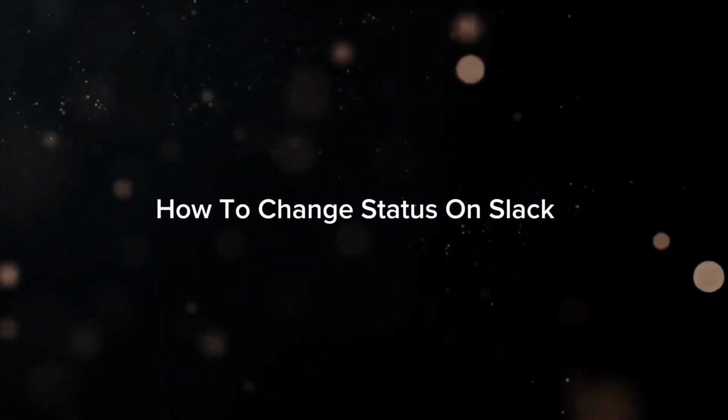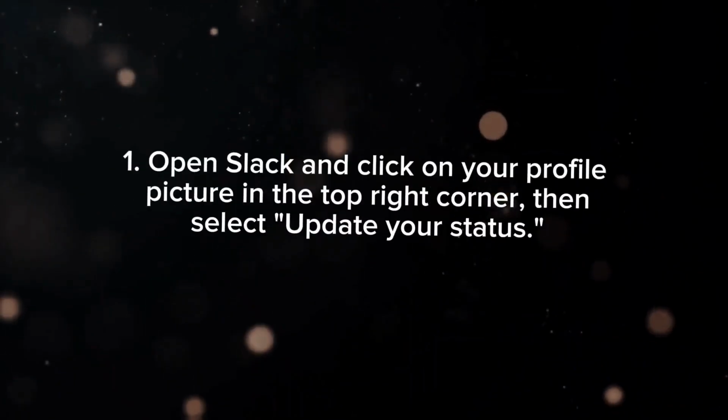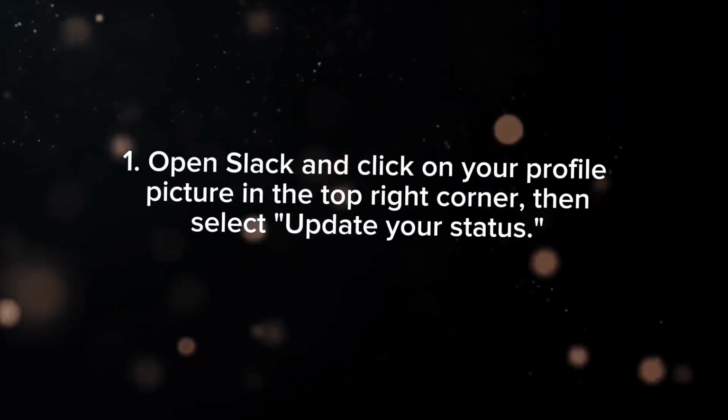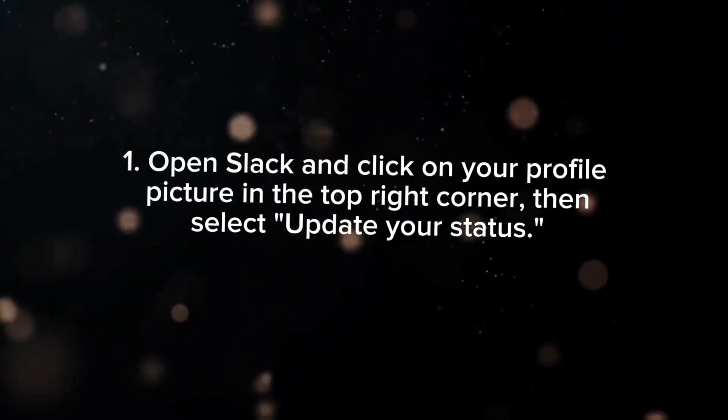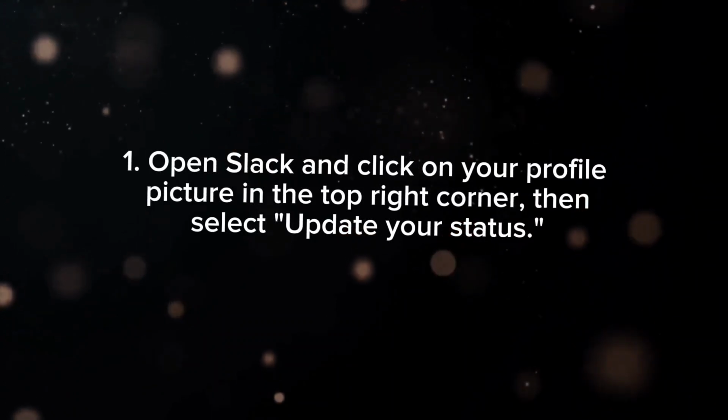How to change status on Slack. You can do this in 7 steps. 1. Open Slack and click on your profile picture in the top right corner. Then select Update your status.